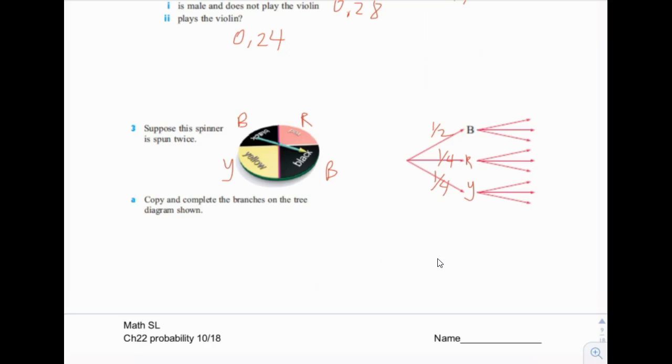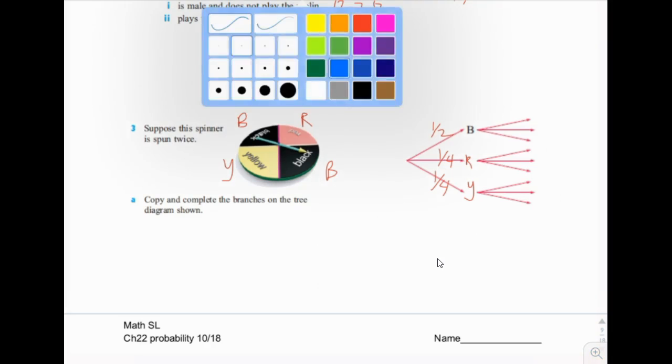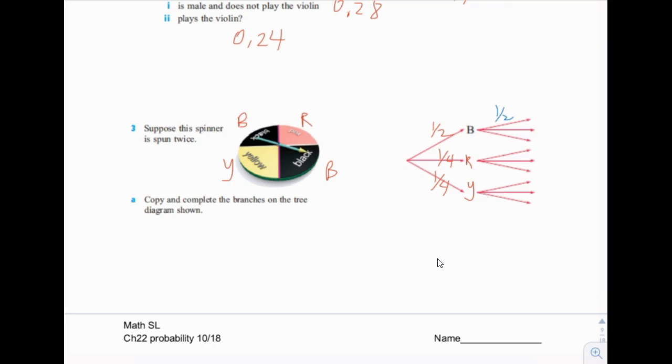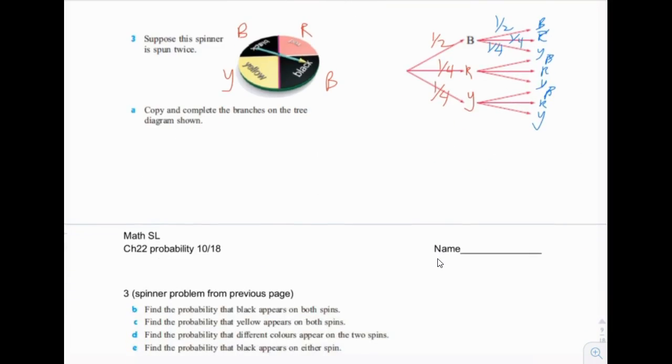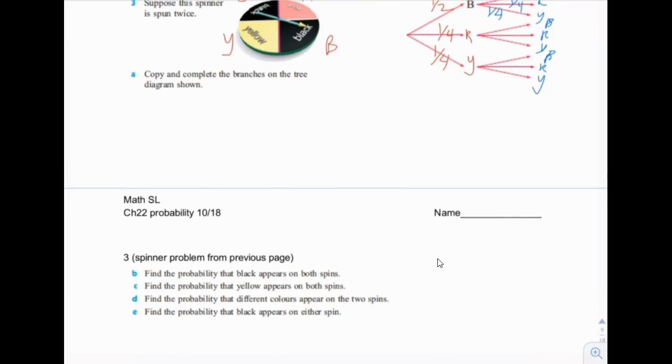All right, and then it's spun twice, so we would have a repetition of the same probabilities because these are going to be completely independent. So 1/2, 1/4, 1/4, and it's going to be blue, red, yellow. And we're going to do that 3 times here. Blue, red, yellow, blue, red, yellow. Little small. Okay, I'm not going to rewrite all those fractions because I don't have very much space. All right, then it says, find the probability that black appears on both spins.